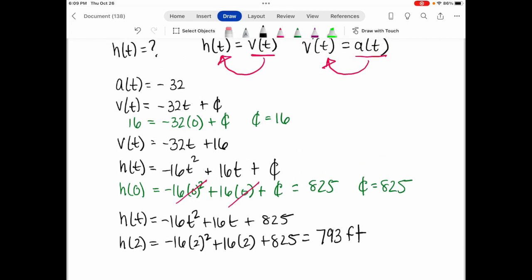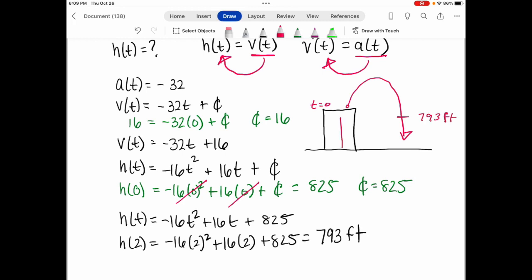So if I think about what that looks like, here's the building, here's the ground, here's the stone that gets thrown off the building. This is at time equals 0, and then it comes up, and then it starts to fall because of gravity. After 2 seconds, the stone might be right here at 793 feet. And we know that the height of the building is 825 feet.